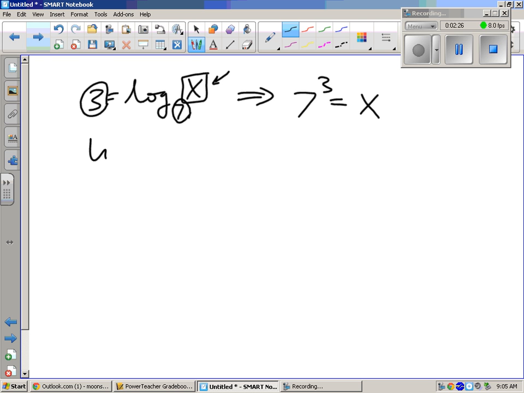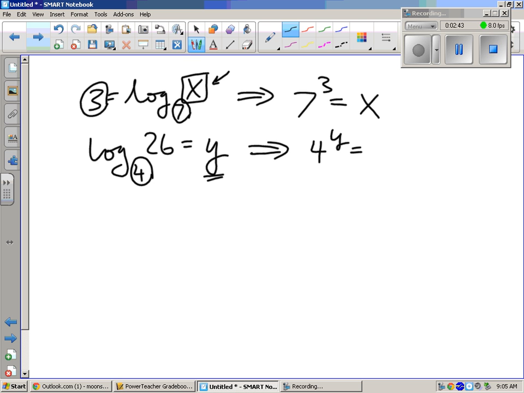Let's try another one. Log base 4 of 26 equals y. So now I have different things, but you always start with this base number. So it's 4 to the y equals 26. Okay, so we're just practicing going back and forth between log form and exponential form.